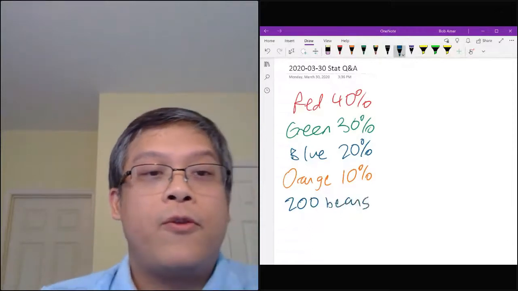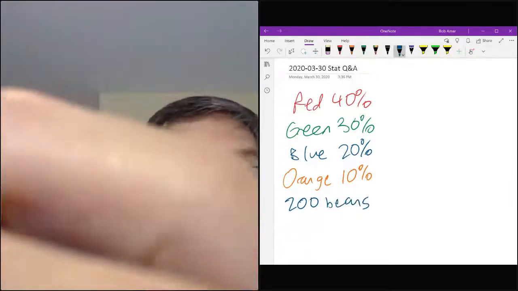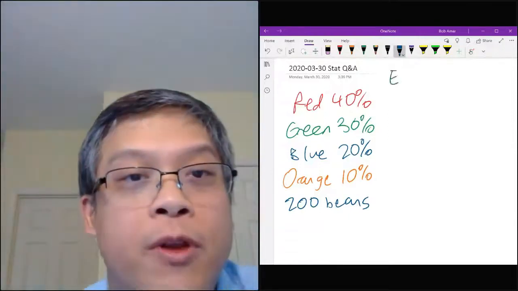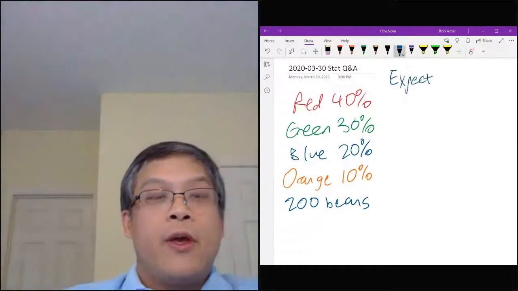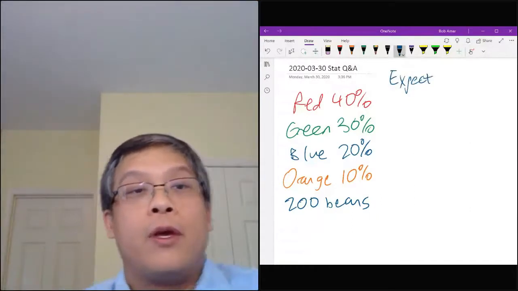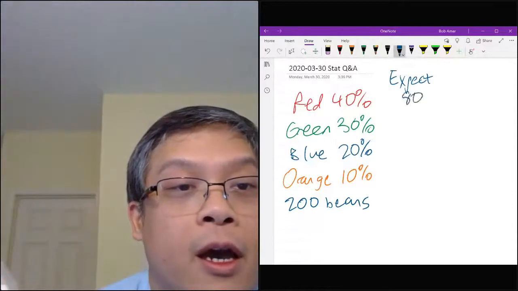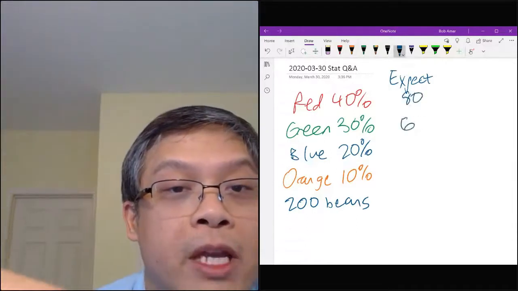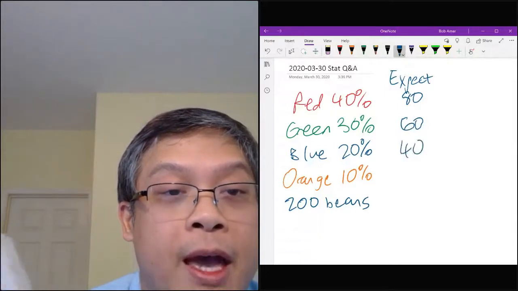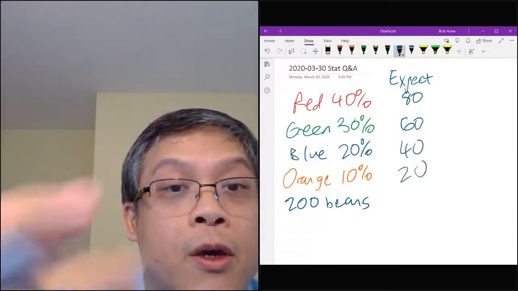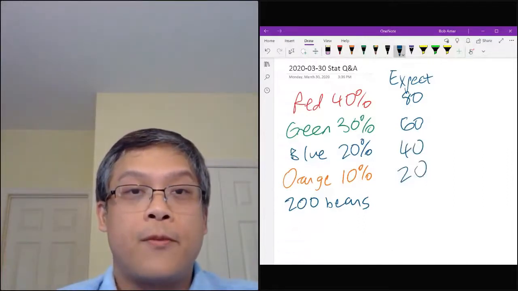Right? So let's say that you have a sample of 200 jelly beans. If you've got 200 beans, then what you expect for each one of these is these percentages. So 40% of 200 is 80 beans, last time I checked. You'd expect 60 green beans, you'd expect 40 blue beans, and you'd expect 20 orange beans, and just make sure that those all add up to 200.